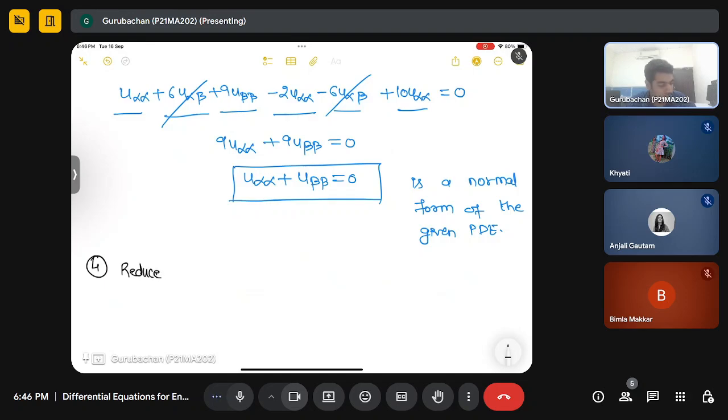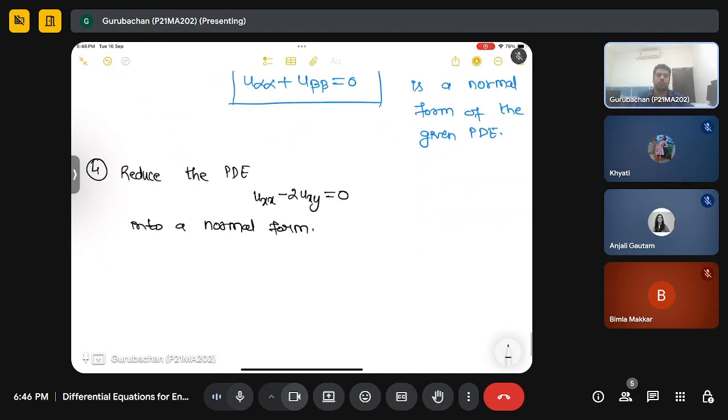Reduce the PDE, and the PDE is given as uxx minus 2 times uxy equal to 0, into a normal form, or you can say canonical form. This is similar to the above question, so first you may try on your own, then we can discuss it here.